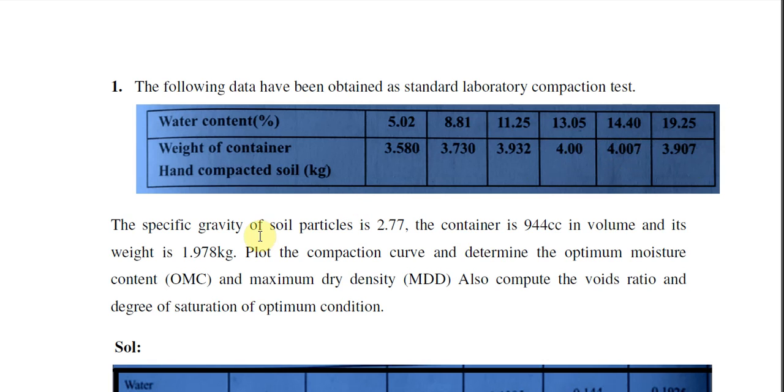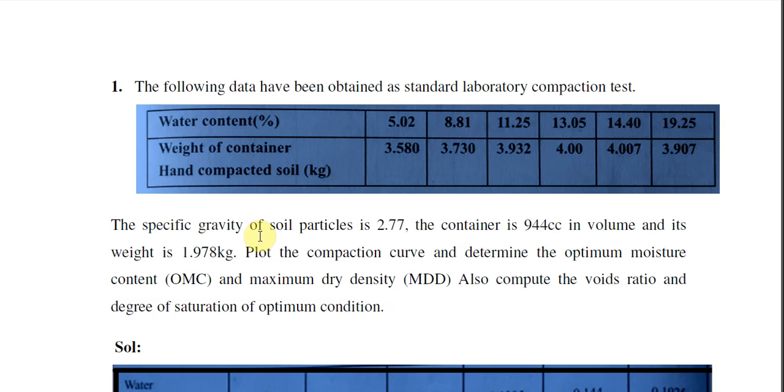Next, the specific gravity of soil particles is 2.77. The container is 944 cc, cubic centimeter in volume, and its weight is 1.978 kg. Plot the compaction curve, determine optimum moisture content and maximum dry density. Also compute voids ratio and degree of saturation for optimum condition.